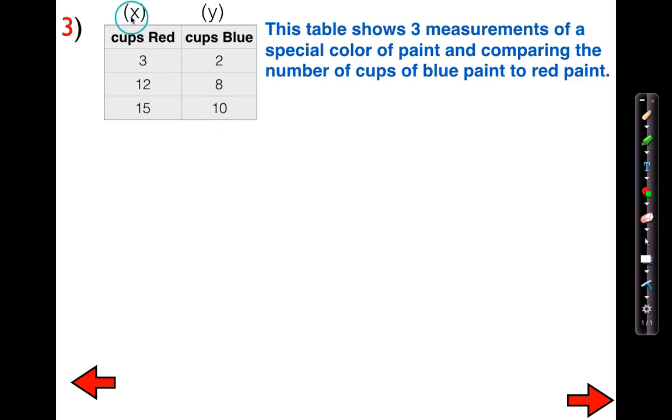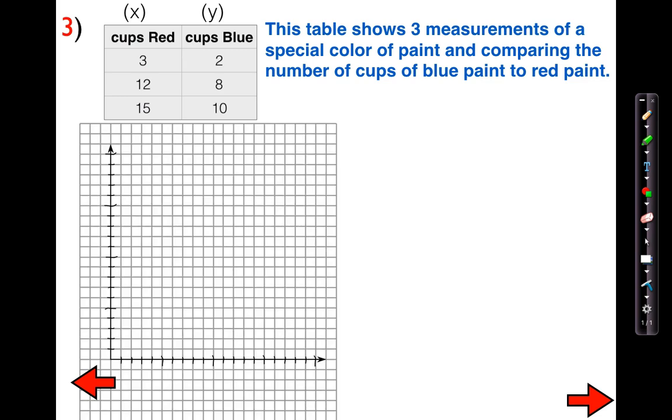So here, does it really matter which one's input, which one's output? No. But we typically keep the first column or first row X, and the second column or second row, depending on the scenario, Y. So for that reason, let's go ahead and label this X value the red cups, and then this Y axis the blue cups. Notice we just went by ones because the values aren't too big.